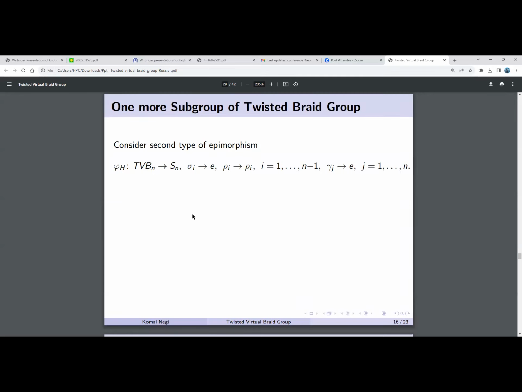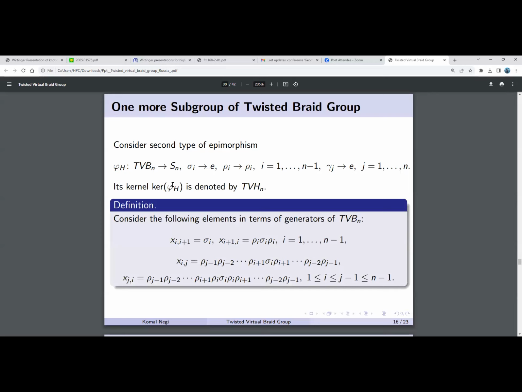In the same way, as we have worked for TVPN, we can find other subgroups of this twisted virtual braid group. So we have considered the second type of epimorphism from TVBN to SN, where sigma i maps to identity, rho i maps to rho i, and gamma j maps to identity. Again, the kernel of this map will be a subgroup of TVBN, and we denote it as TVHN.